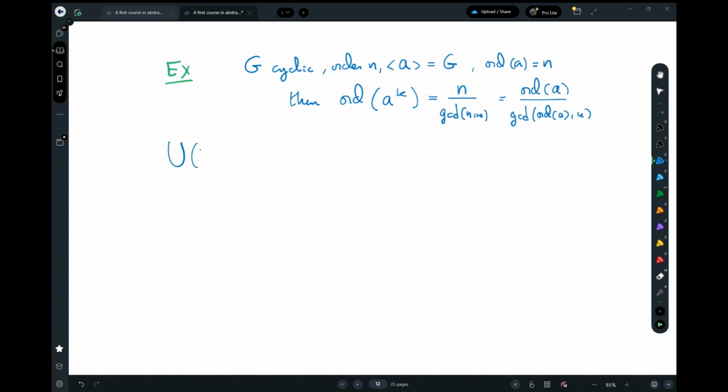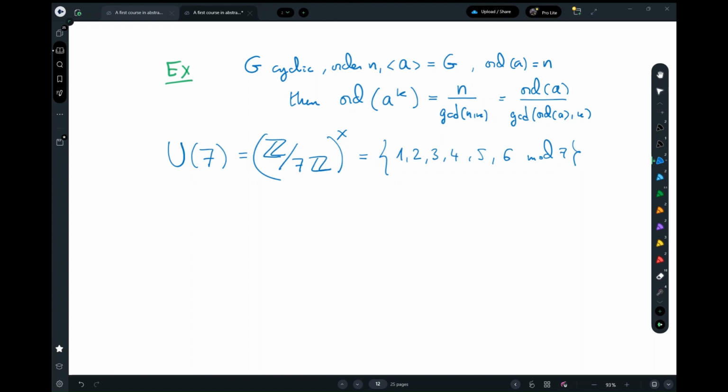Let's look at U7. U7, remember the notation, are the units, so things that have multiplicative inverses in Z modulo 7. And the things that have multiplicative inverses in this case are 1, 2, 3, 4, 5, and 6 modulo 7. Anything except 0 has a multiplicative inverse. And I suggest that you go and find them all. What is the multiplicative inverse of 2? What's the multiplicative inverse of 3, etc.?